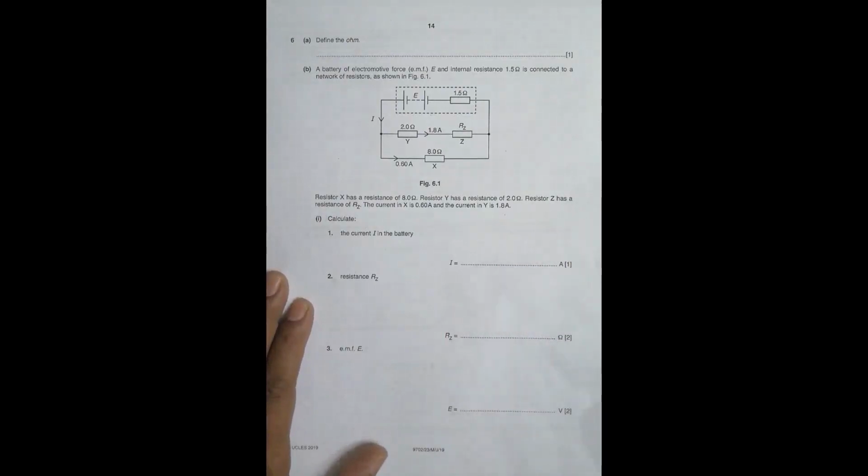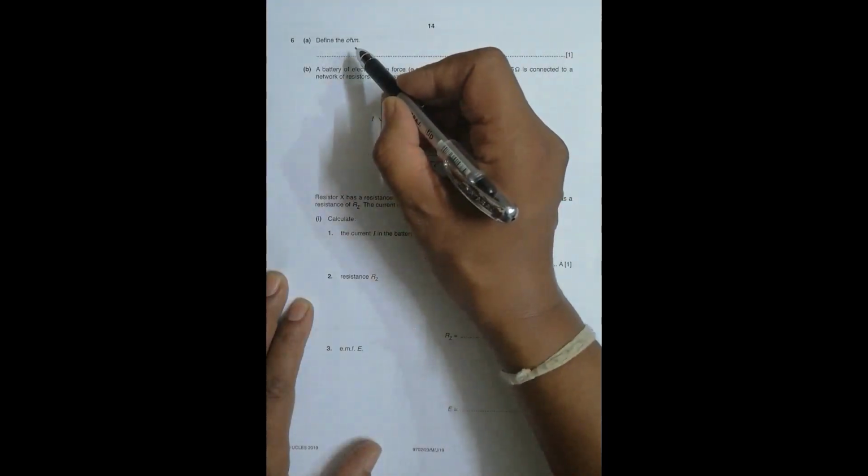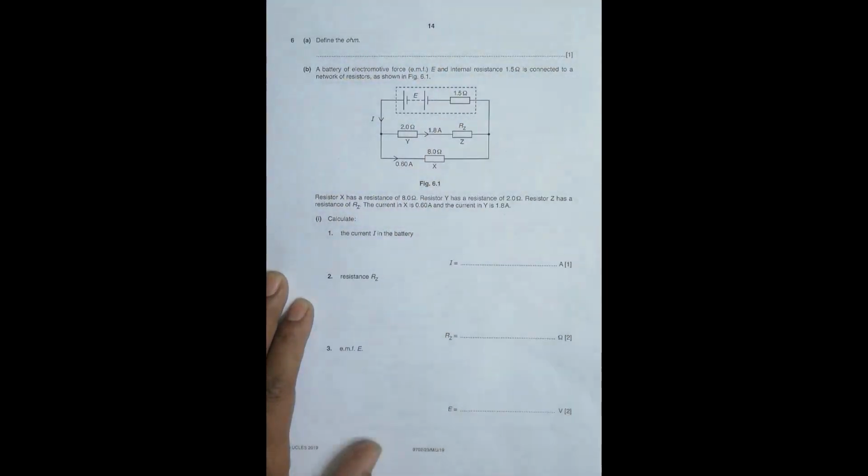Hello folks, this is 2019 May-June paper 2-3 and the question number is 6. So it's paper 2 here. The question is related to electric current. The first question says define the ohm. So ohm is the SI unit of resistance, and it's equal to the ratio of the unit of potential difference and the unit of current, which is volt per ampere.